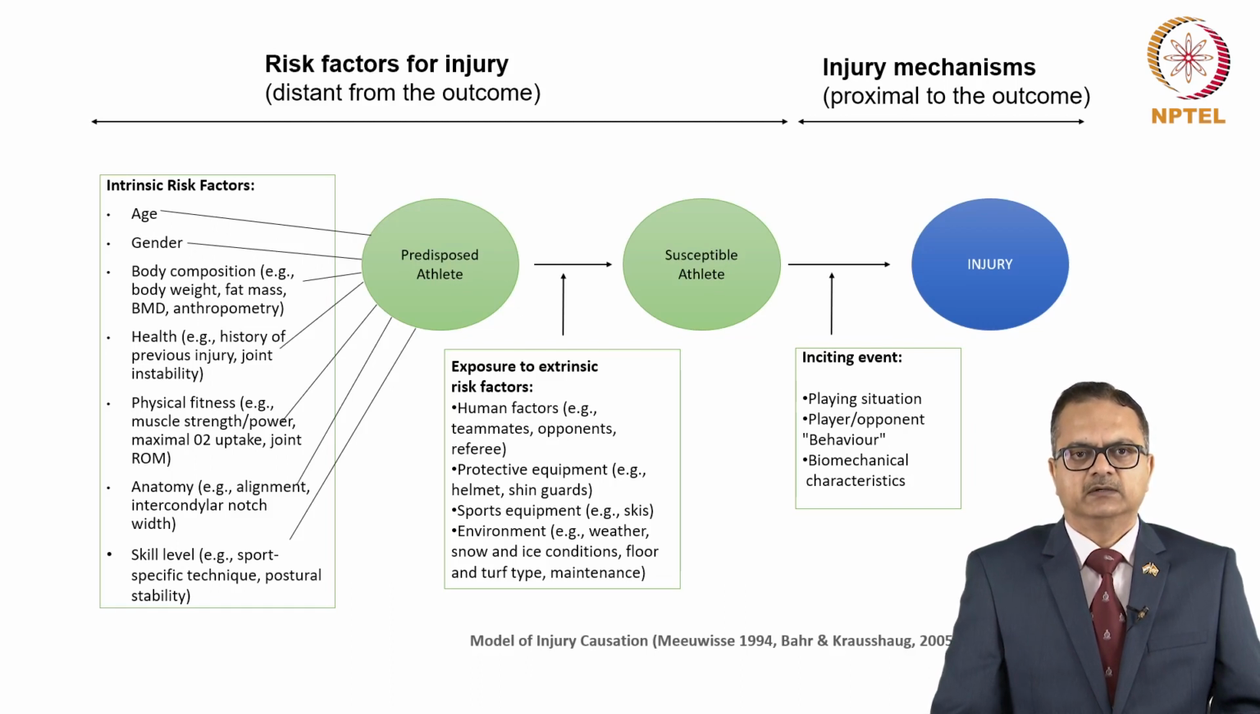This is the model of injury causation which has been suggested. If you look at the model, we will see that there are some risk factors for injury which are distant from the outcome, and there are injury mechanisms which are proximal to the outcome. You may have some intrinsic risk factors. That means they are present within you, such as age, gender, body composition, health, physical fitness, anatomy, skill level, etc. Now, these are all risk factors which are present within you and which cannot be changed. If you have any of these risk factors, it makes you what is called a predisposed athlete.